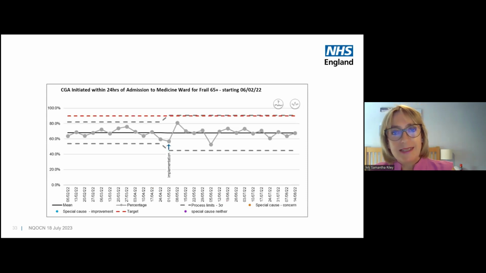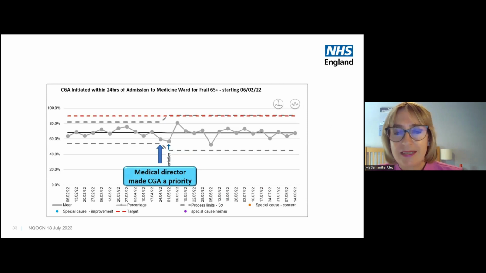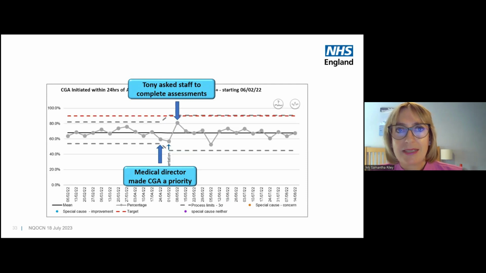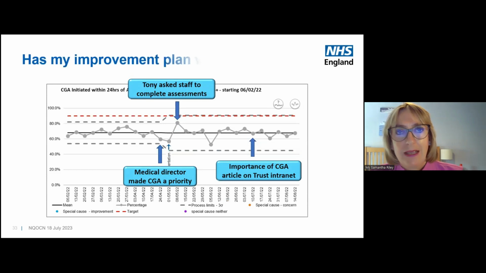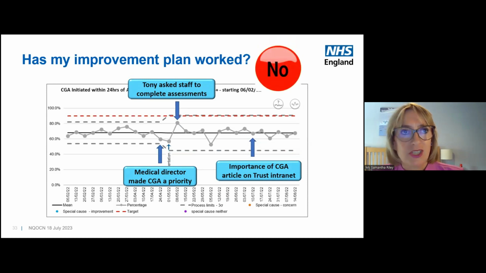Let's imagine now, let's extend the data set. I've made some interventions now here. The medical director made this a priority. Then my colleague Tony asked staff to complete assessments. And then we had an article on the Trust intranet. Has my improvement plan worked? Well, actually, you can see the process limits are now wider. So actually, I've extended the range of variation, which is not what we want to do. So the answer to this is absolutely no. The SPC chart shows us that.